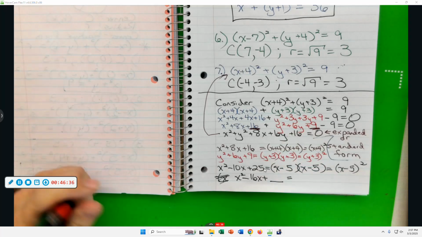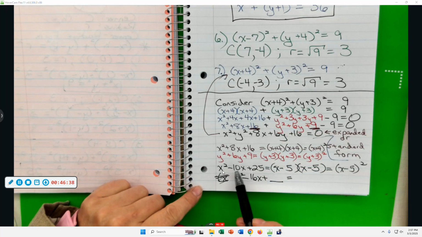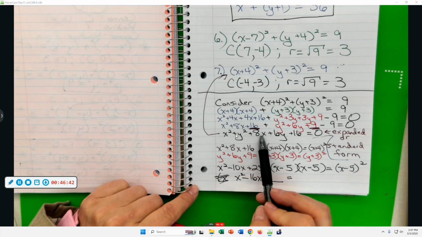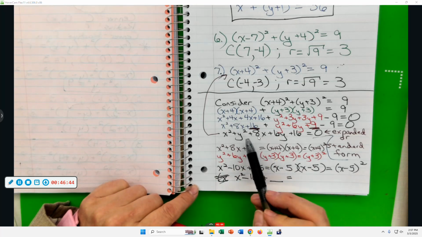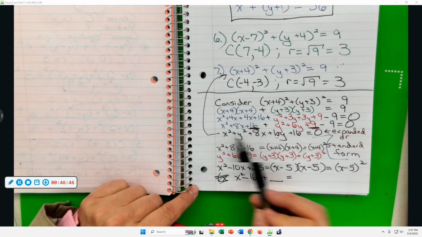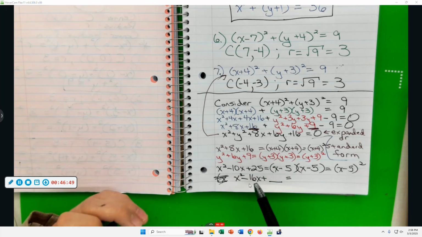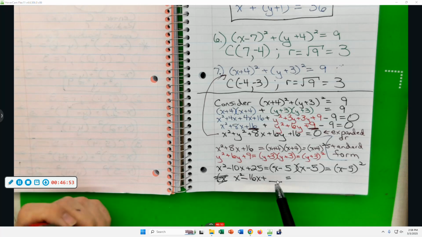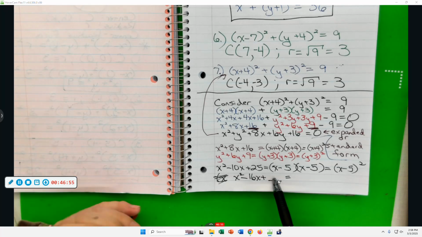Here's an observation you can make. X squared minus 10x. Notice, in expanded form, you had the x squared and the 8x. You had the y squared and the 6y. So I like Tony's idea. You have the x squared and the x. What number's going to go there? It's got to be a perfect square.